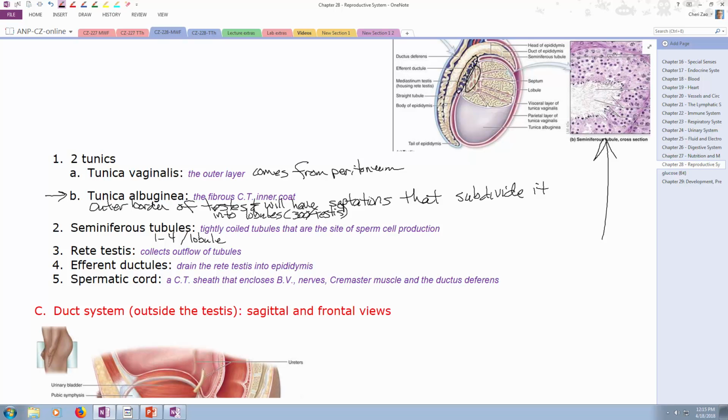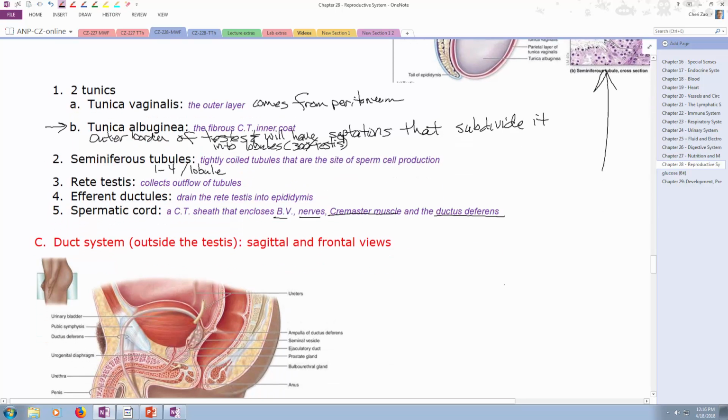Then the next structure you need to know is the spermatic cord. The spermatic cord is that connective tissue sheath and the tunica vaginalis and all that encloses blood vessels and nerves to the testes. And remember, the cremaster muscle is the muscle that actually is associated with the testes. The dartos is associated with the scrotal wall. And then the ductus deferens will all be inside that spermatic cord, which is there because all these structures are now external. So we need a little additional protection, support, and unit to help keep everything together.